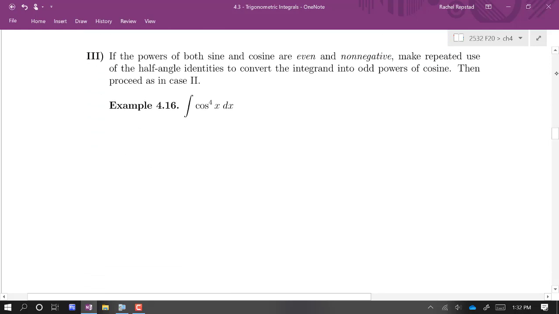So if the powers of both sine and cosine are even and non-negative, so we don't have powers of sines and cosines in the denominator, but if we have even non-negative powers on sines and cosines, this is where the half-angle identities will be useful. So we're going to use the half-angle identity to rewrite this cosine to the fourth x.